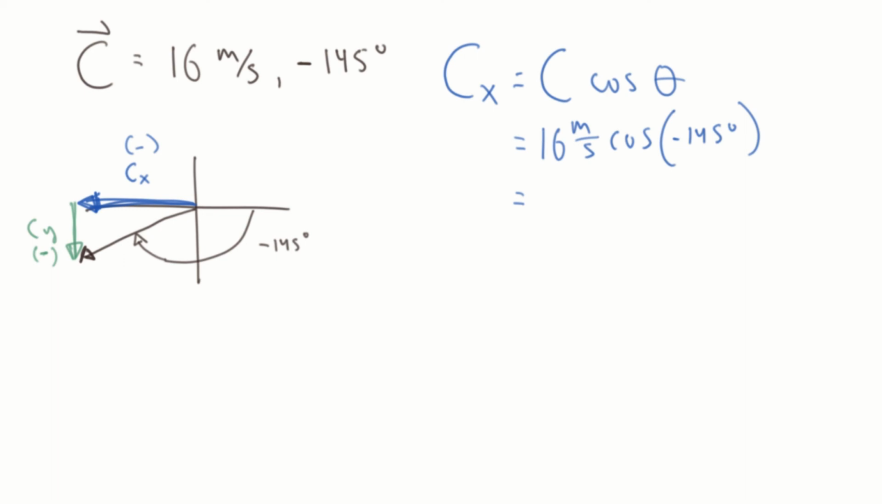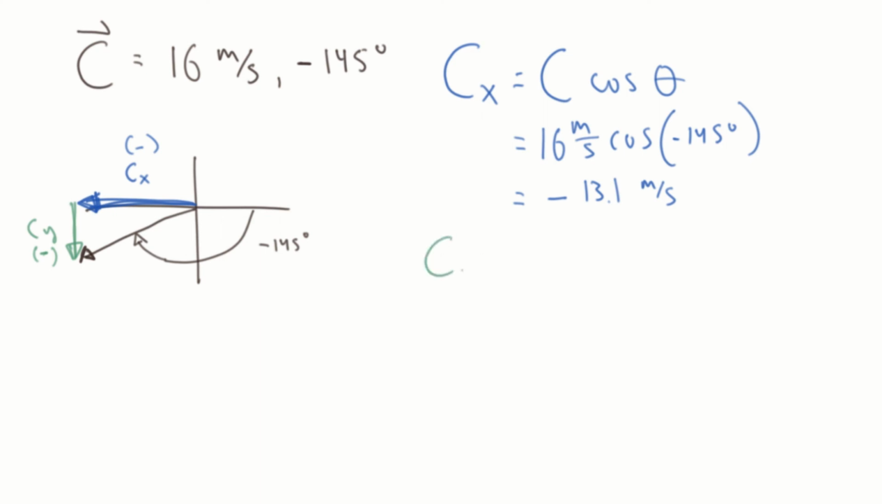16 times cosine of negative 145. And as suspected, it gives us a negative cx. And that is negative 13.1 meters per second.